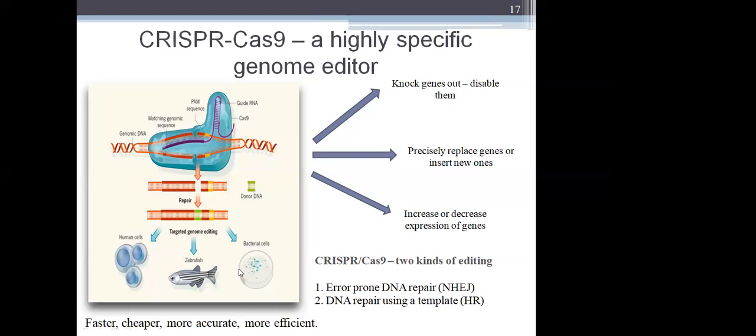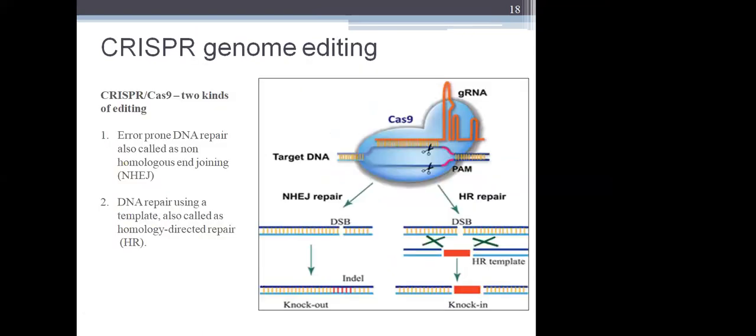So for all these things, we need some cells in which we can easily inoculate this system. But there are two types of joining. As I have told, this is a natural system of joining of double-strand DNA. One is called non-homologous end joining. As I've told, this is an error-prone system. Most of the time in this, the gene is knocked out.